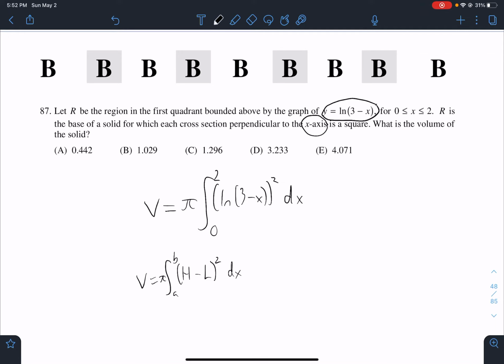And so we can plug this into our calculator now that we've set up the integral. Pi times the integral from 0 to 2 of ln of 3 minus x, squared, dx. That's going to give us 3.233, which is answer D. Pretty simple equation. Nothing scary going on there.